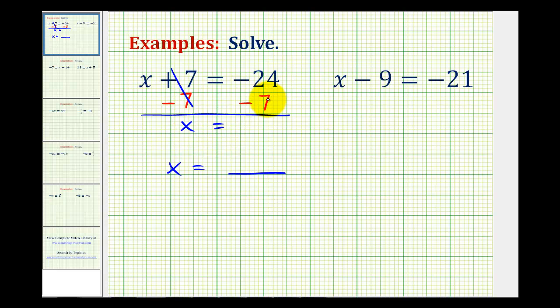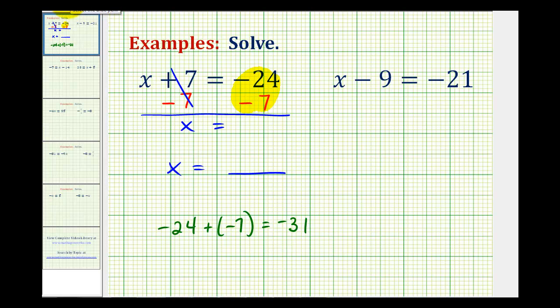And on the right side, we have negative 24 minus 7. And if we need to, we can write this subtraction problem as an addition problem. This is equivalent to negative 24 plus negative 7. And now we're adding integers with the same sign, so we add their absolute values, which would be 31, but we keep the sign of the original integers, so this is negative 31.